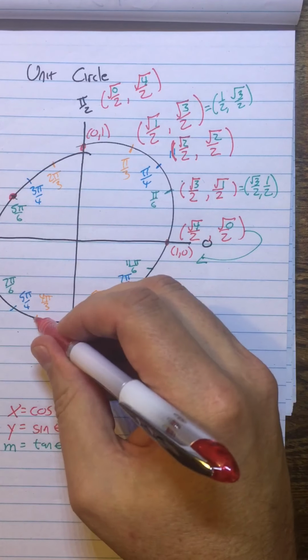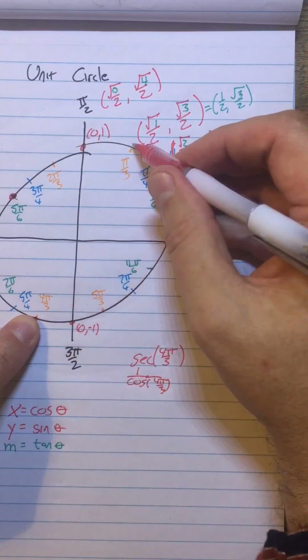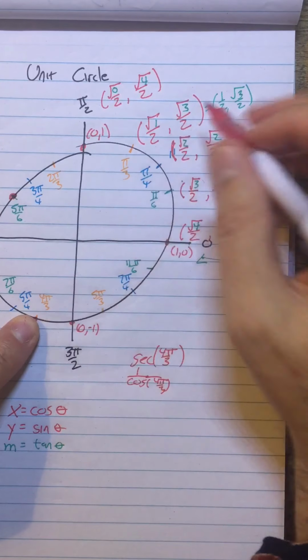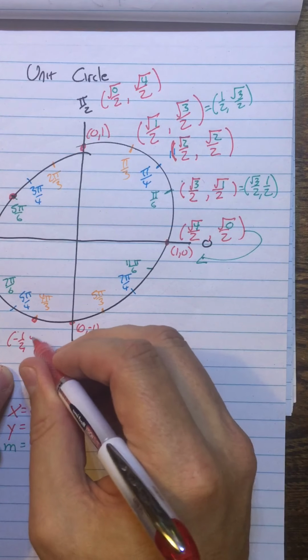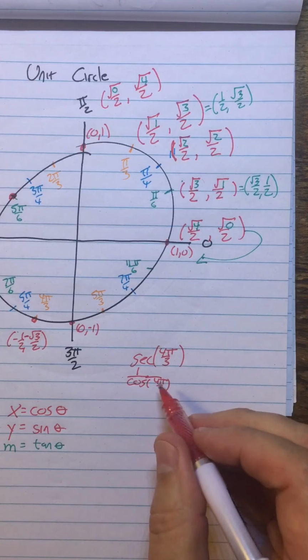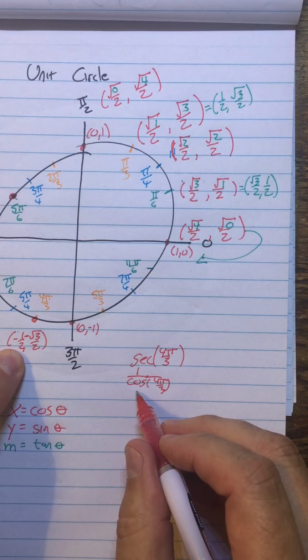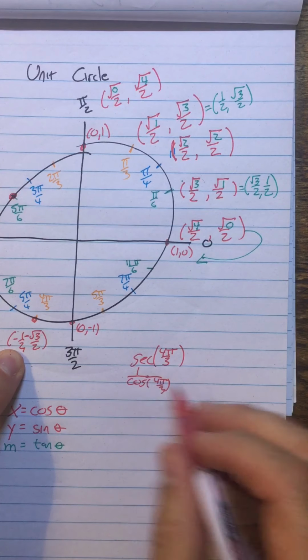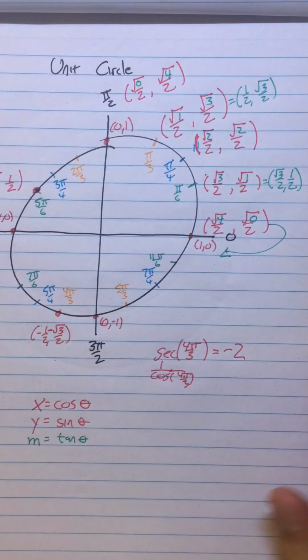So I would just go to 4 pi over 3. I would say, let's do a reflection. It reflects from this point pi over 3, and it's a reflection across the origin. So it'll just make both of the coordinates negative. So this one will be negative 1/2, negative square root 3 over 2. And then cosine is the x-coordinate. I need the reciprocal because it's secant, so I have negative 2. Boom. That's how you're going to answer questions like that.